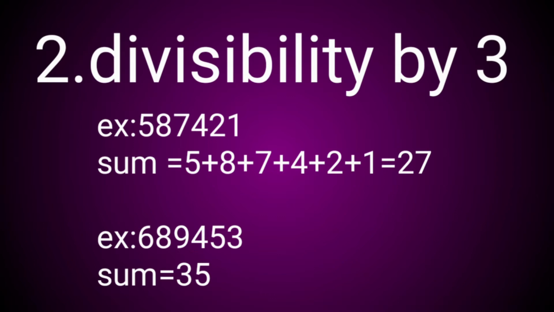Let us take another example. 689453. Its sum is 35. 35 is not divisible by 3. So this number is not divisible by 3.